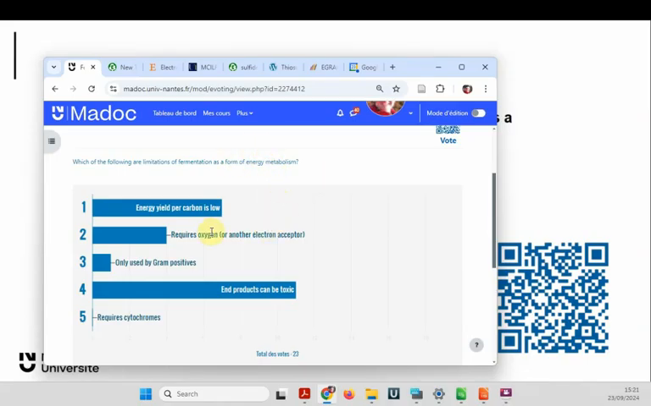The other main problem is, number one, energy yield per carbon is low, like ATP yield per carbon is very low. So 1 or 2 molecules of ATP per molecule of glucose. And the other three answers are false.